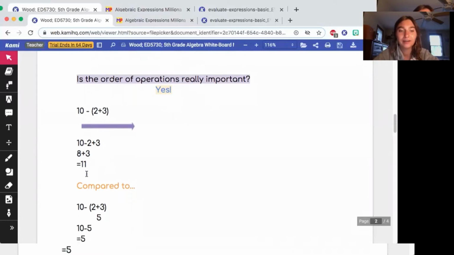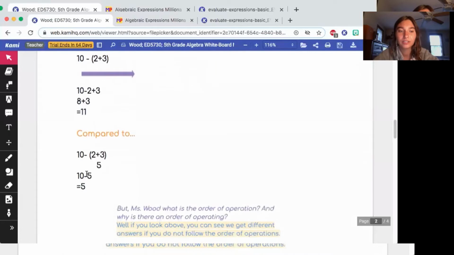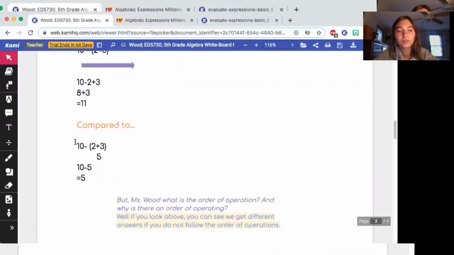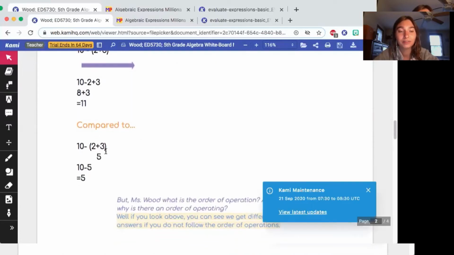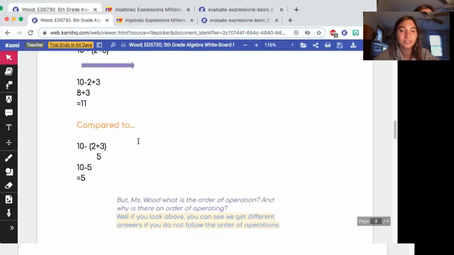Now let's compare that to when we use the order of operations. So I see that there's a parenthesis, so I'm going to do that first. So 2 plus 3 is 5. And now, are there any exponents? No. No more multiplication. But there is subtraction. So 10 minus 5 is 5.